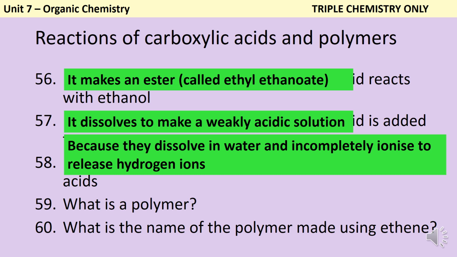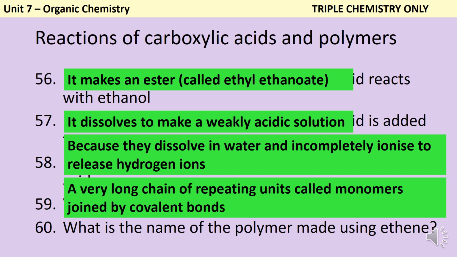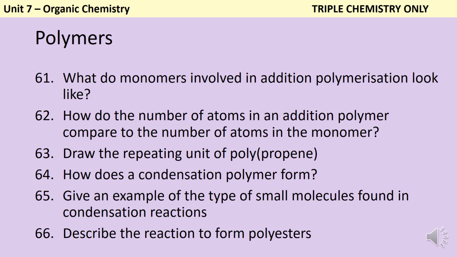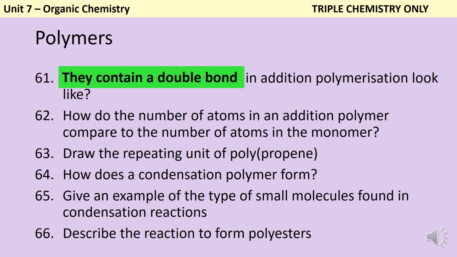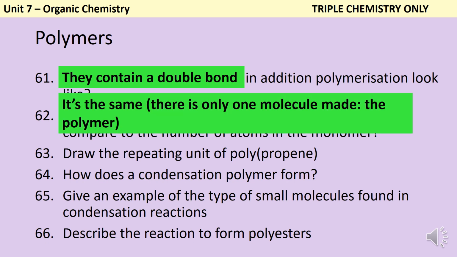A polymer is a very long chain of repeating units called monomers that have been joined by covalent bonds. And the name of the polymer made when we polymerise ethene is polyethene. There are two types of polymerization that you need to know about: addition polymerization and condensation polymerization. In addition polymerization, the monomers are all going to contain a double bond. And because every atom in the monomer ends up in the polymer for addition polymerization, the number of atoms in the polymer and the monomer is going to be exactly the same.